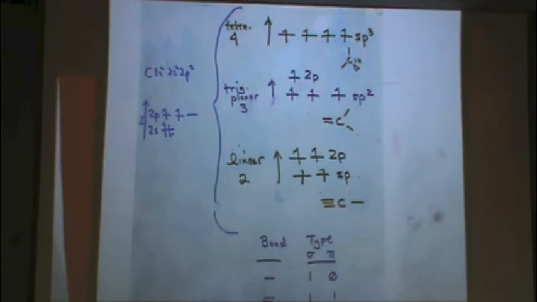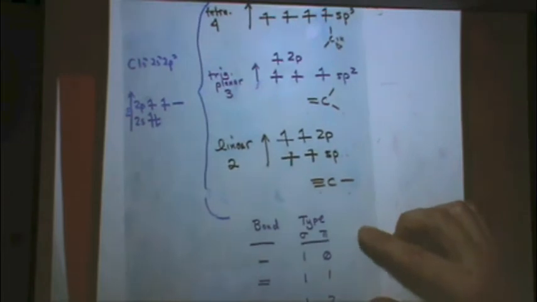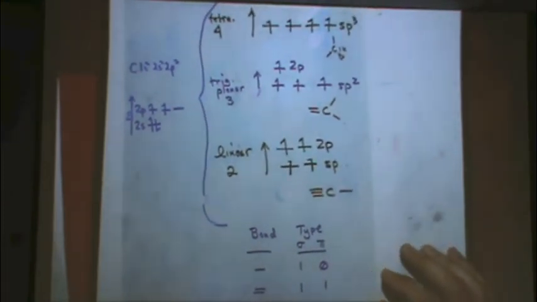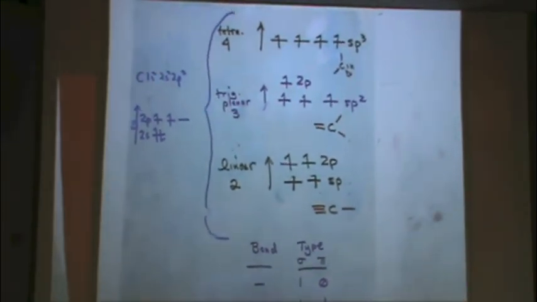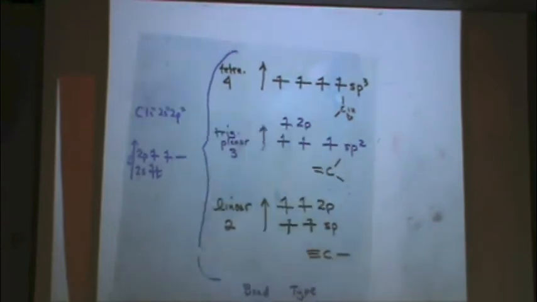So a double bond is stronger than a single bond, but it's not twice as strong because it's not made out of two sigma bonds. It's a sigma and a pi. Likewise, a triple bond is not 3 times as strong as a single bond. So that's just something to know about sigma and pi bonds.